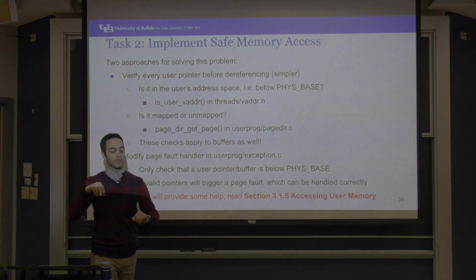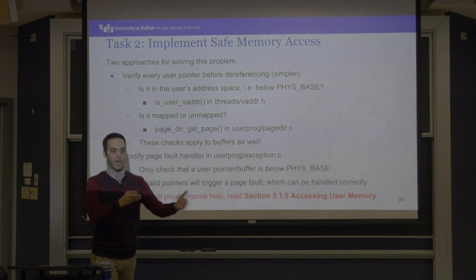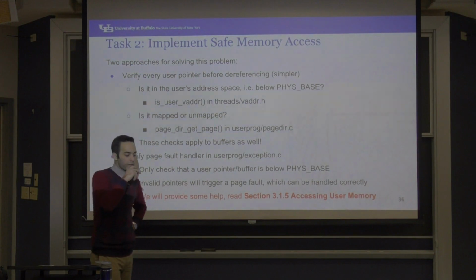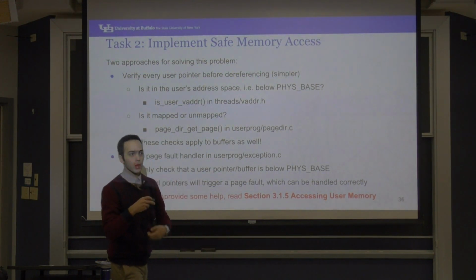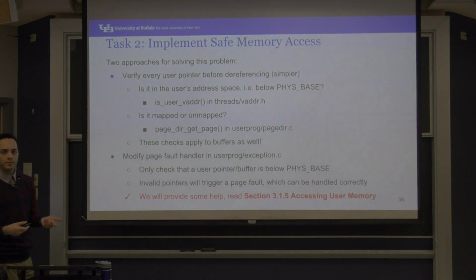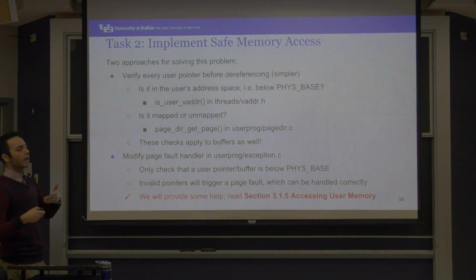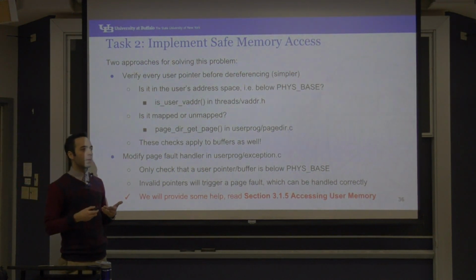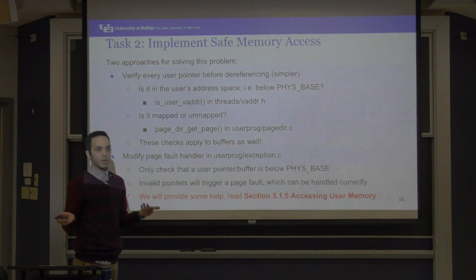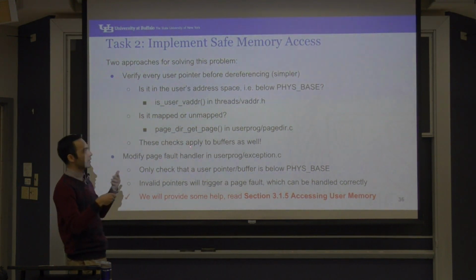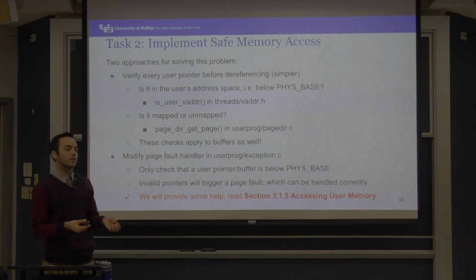Is all of the buffer mapped page by page? Everything seems fine. Okay, I'm going to now try to access this and have no problem. So this is one way. It's safer, it's simpler, it's a little bit inefficient because most of the time user programs don't pass invalid pointers. But if you do extra work, it just makes it slow.